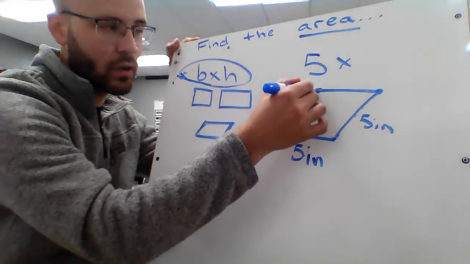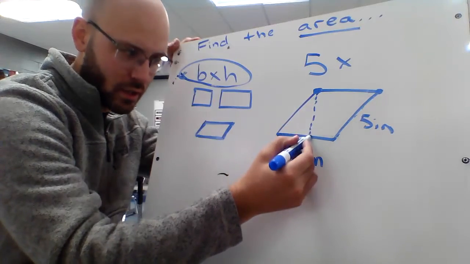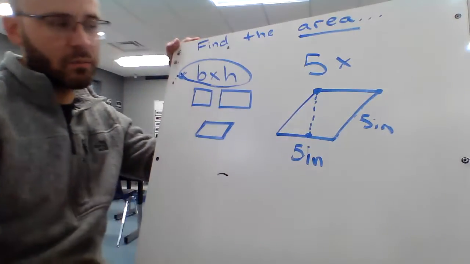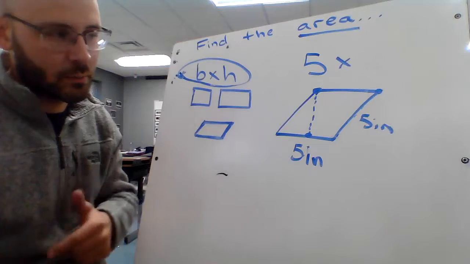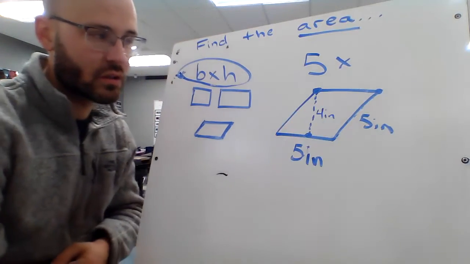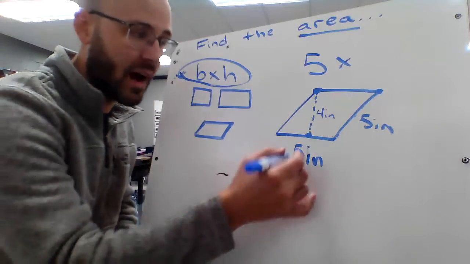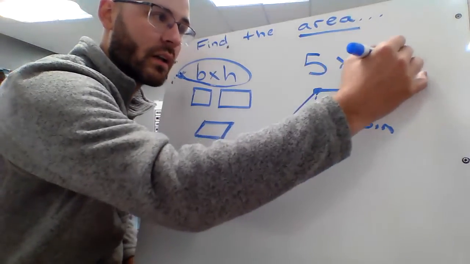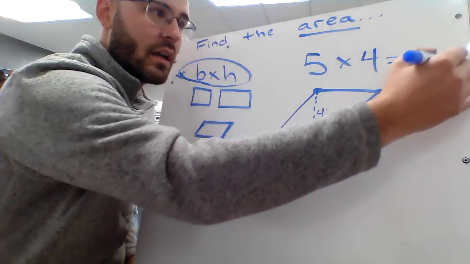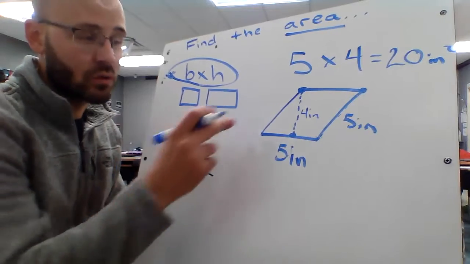The actual height is straight from the tippy top of the shape straight to the bottom, just like I said before, which maybe on this one, I'm just making them really easy, was 4 inches. Well, I have to follow the rule, base times height. 5 times 4 gives me 20 inches squared. Okay? Always using the real height.